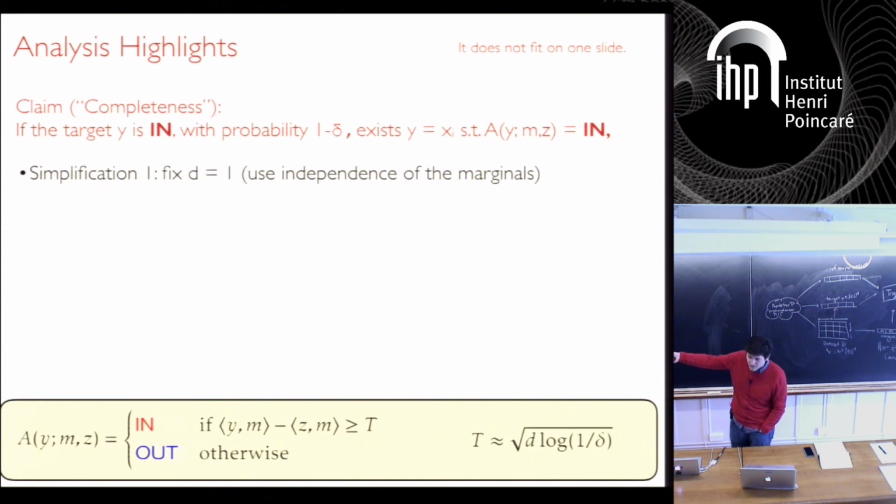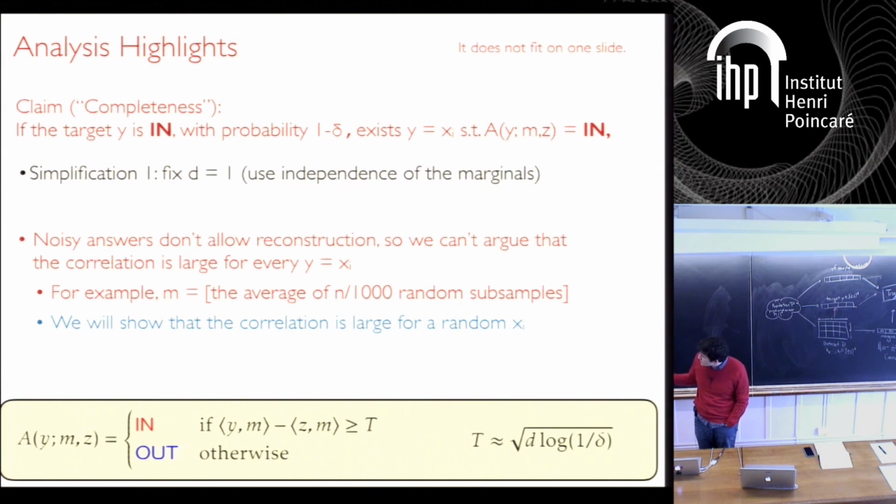Suppose we're still going to simplify with d equals 1, but what are the problems that come up? We already said that noisy answers are sort of non-reconstructible. We're not going to be able to get some sort of guarantee about every target, because there might be some targets that are independent of the marginals.